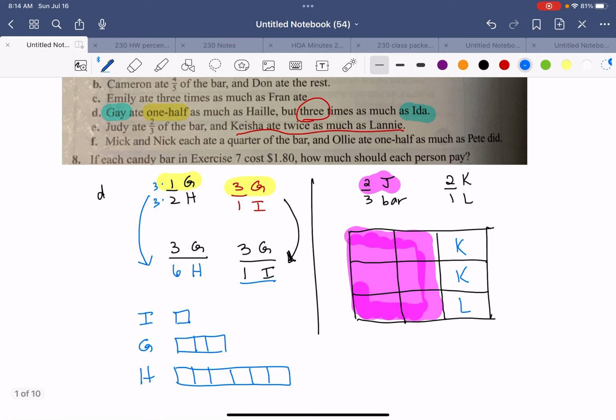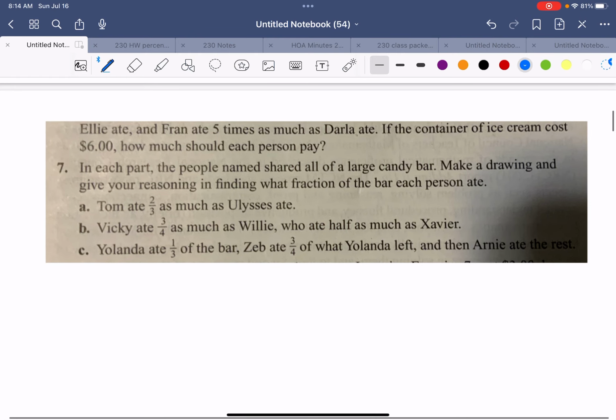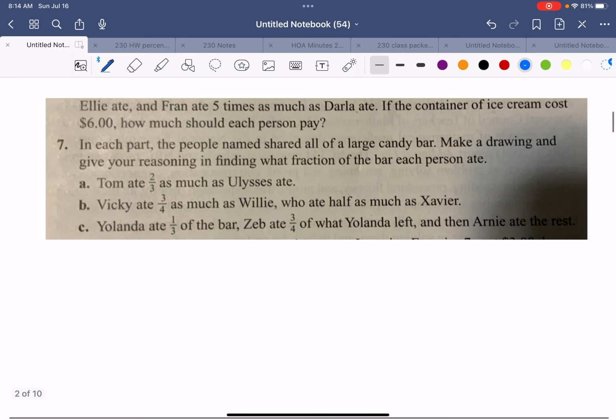F is going to be similar, right? You're talking about 1/4 of the bar for Mick and Nick. So you're going to divide into 4, assign 1 each to Mick and 1 to Nick. And then you're going to cut in the other direction for Ollie and Pete. Okay, so see if you can tackle that one. The other number 7, I believe, is this one, and these are going to be just as similar. So 7A is going to be just like the ones that you did, like the first few in the other number 7. And then B is going to be very similar to the Gay and Ida problem.